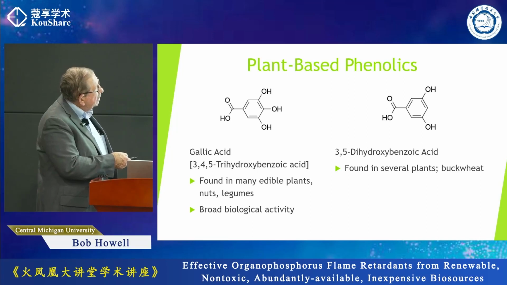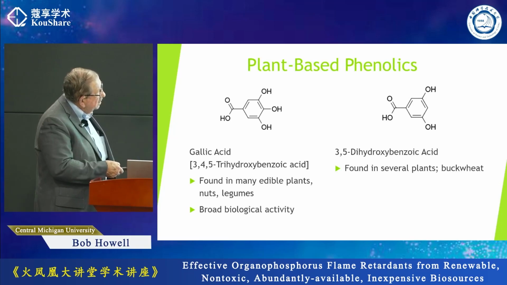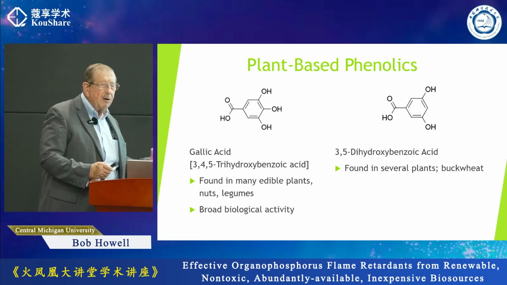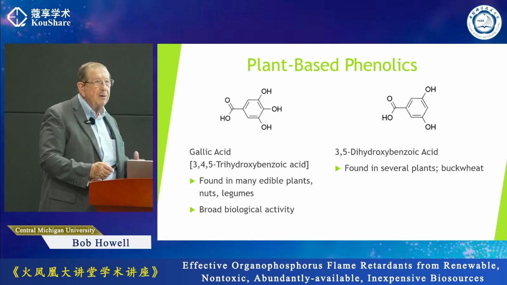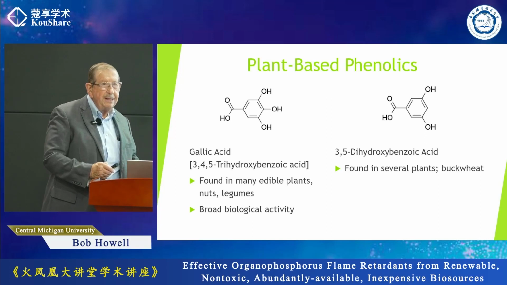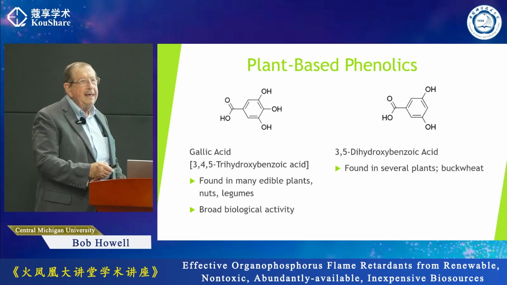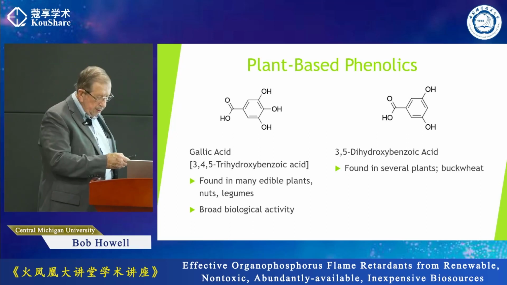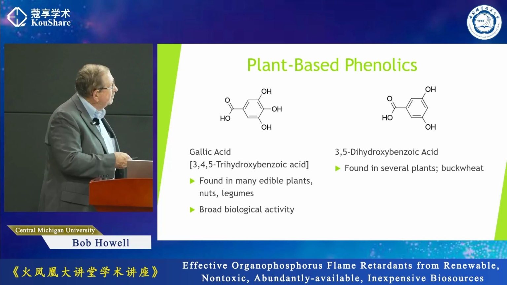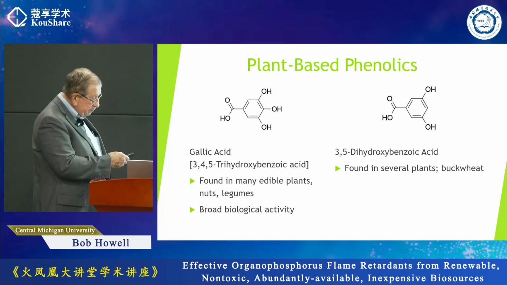The 3,5-dihydroxybenzoic acid is found in several plants, but in particular buckwheat. Buckwheat used to be grown widely, but not so much anymore. It's been surpassed by wheat. But buckwheat is used in the southeast of the U.S. for pancakes and in Japan for noodles. But at any rate, there's lots of this byproduct available.